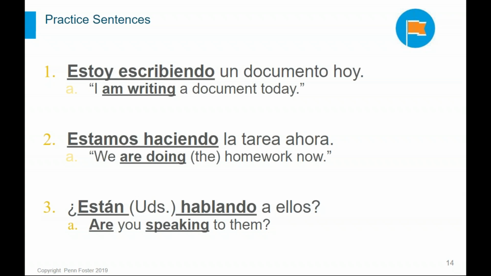Hablar in the question in number 3 is an AR verb, so that's why it has a different ending, as you saw in the previous slide and charts. So are you speaking to them? Or are you talking to them? Hablar can either mean to speak or to talk, either way.